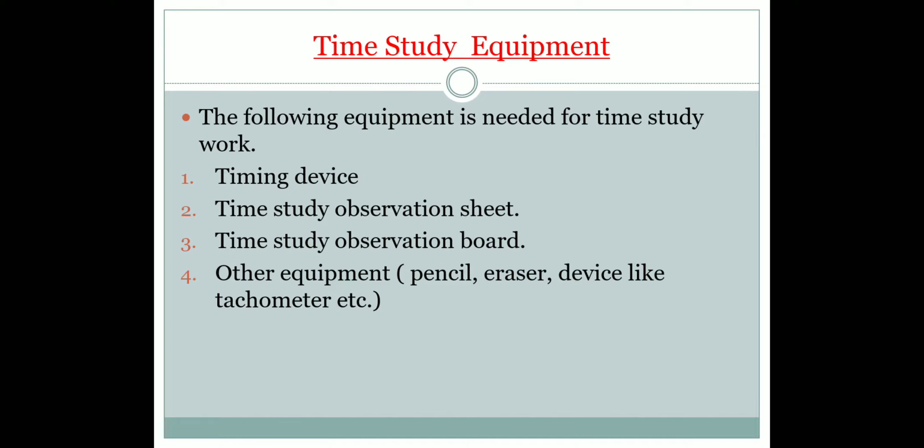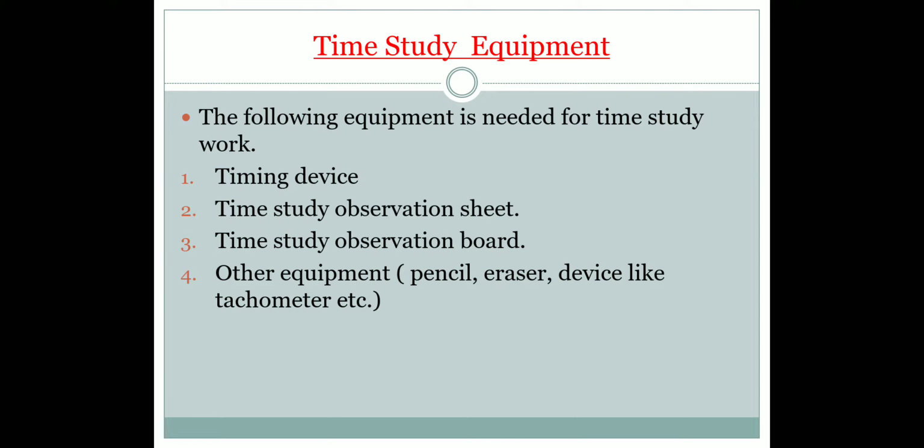Now, in the previous lecture we studied various techniques used in work measurement. Now we will move towards time study equipment, or methods of time study. Different types of methods are used in time study. First is a stopwatch, also called a timing device.